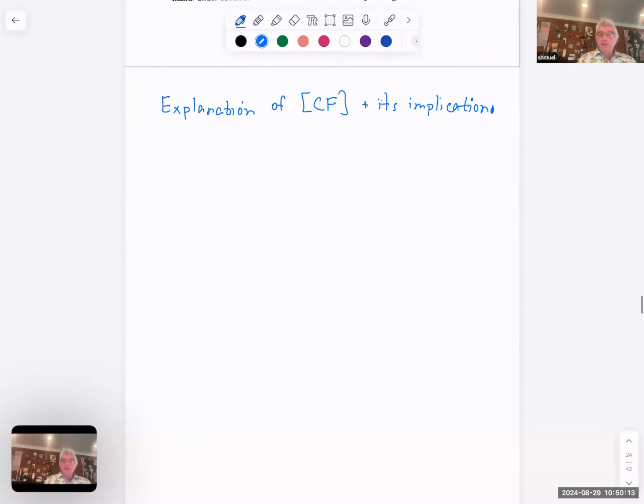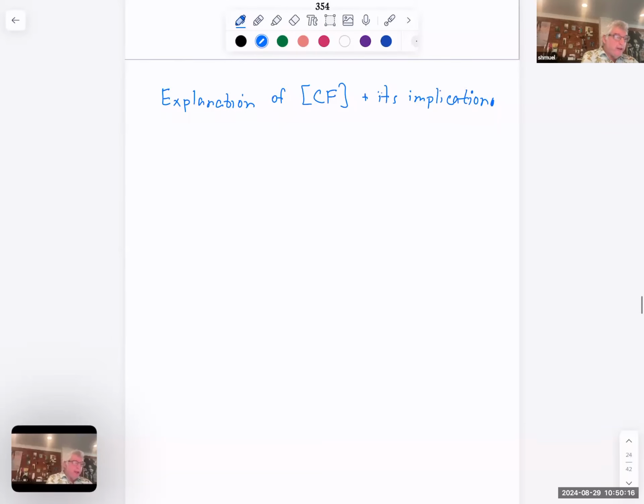So let me explain this paper of Connor and Floyd. They were interested in R^n. This was 1958. You have to know we didn't know very much about anything back then.